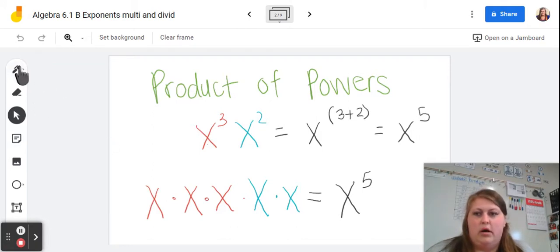Why does this work? Well, looking down here, if I have x to the third, I'd multiply x by itself 3 times. And if I have x to the second power, I'd multiply x 2 times. Well, count them up. How many x's do I have? 1, 2, 3, 4, 5. So when I have powers that are being multiplied by each other, I add them together. Not multiply, add them together.